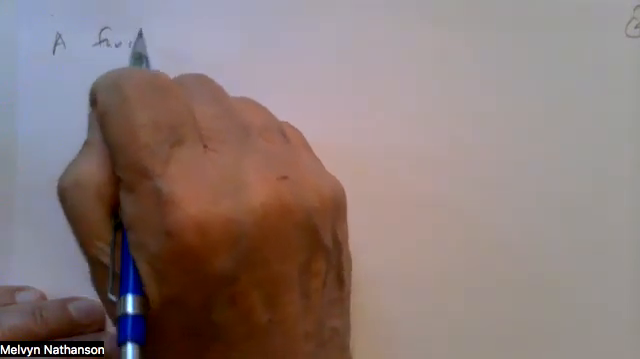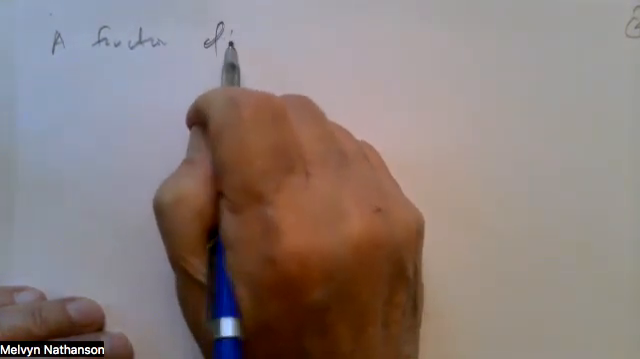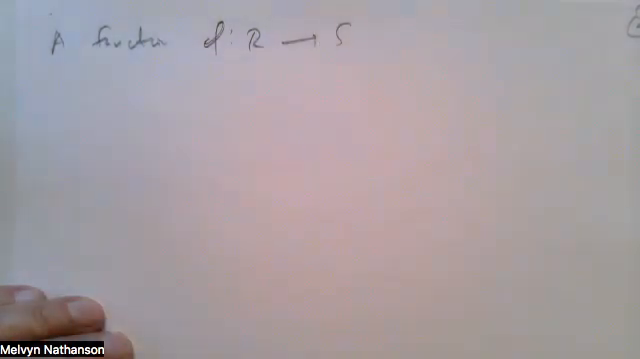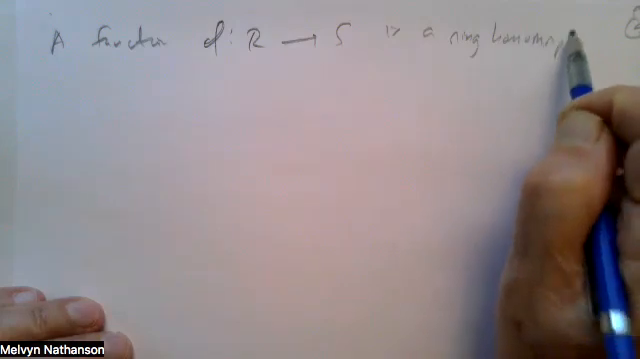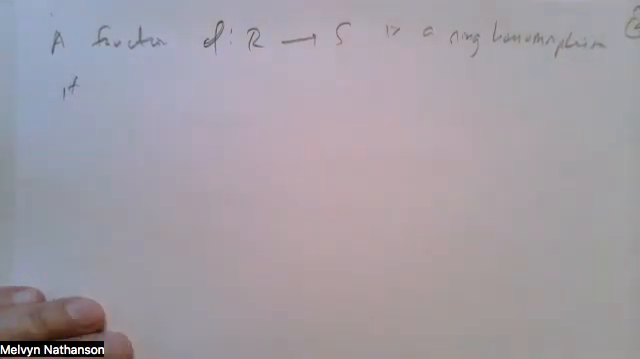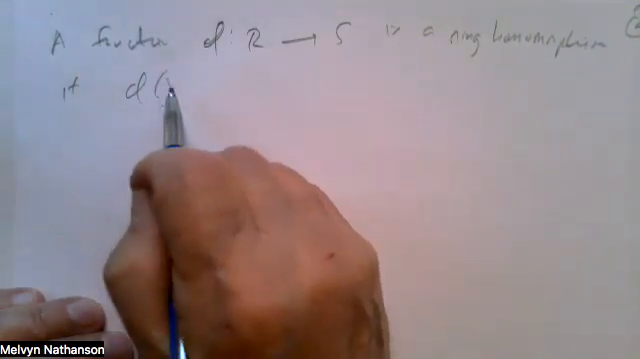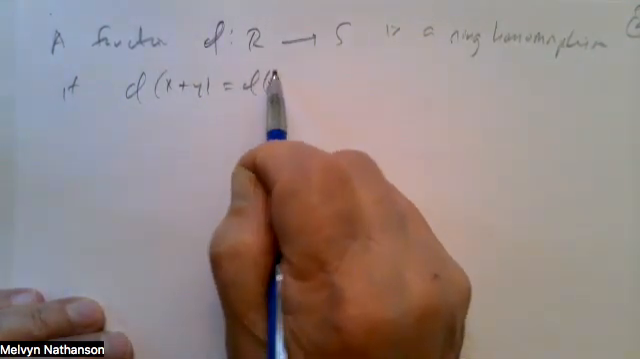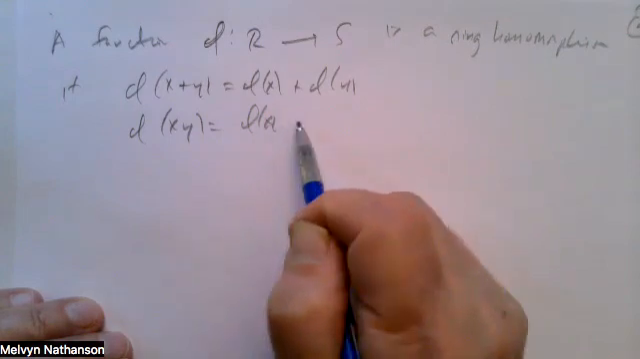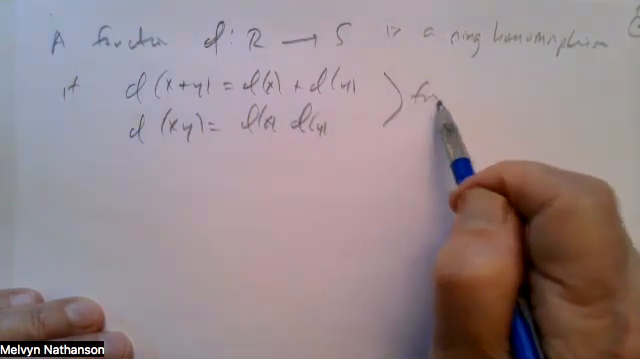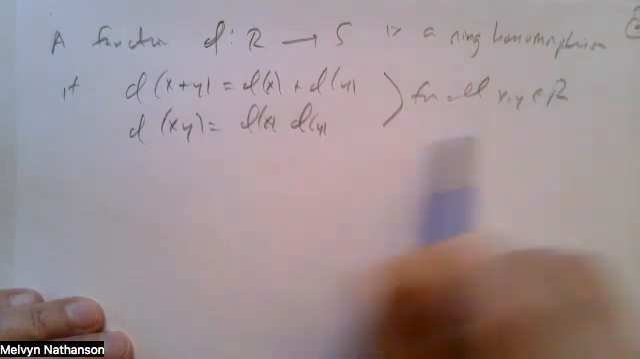So when we studied groups, we learned about group homomorphisms. So a function phi from a ring R to a ring S is a ring homomorphism if phi of x plus y is phi of x plus phi of y, and phi of x times y is phi of x times phi of y for all x and y in the ring R.